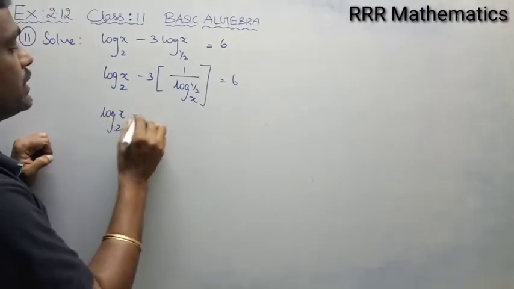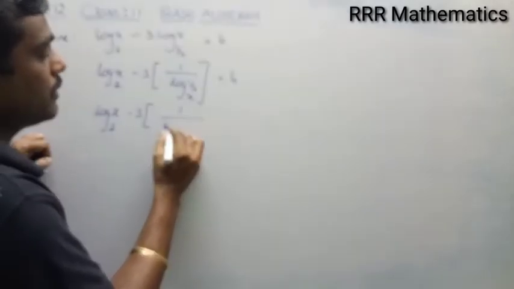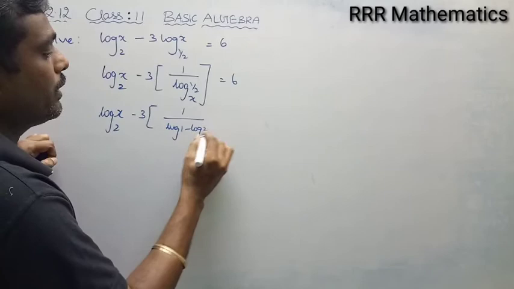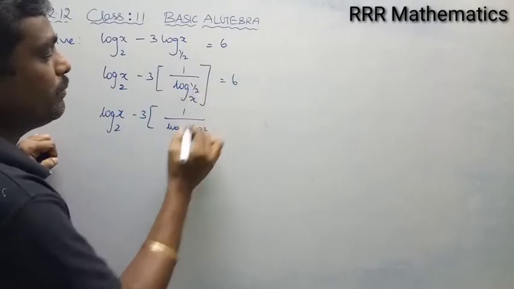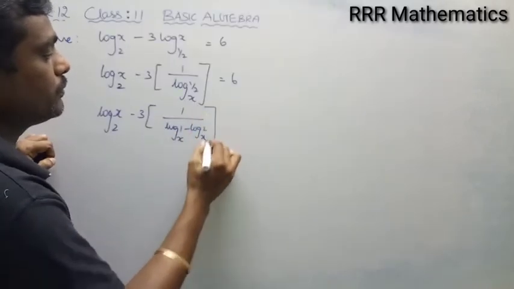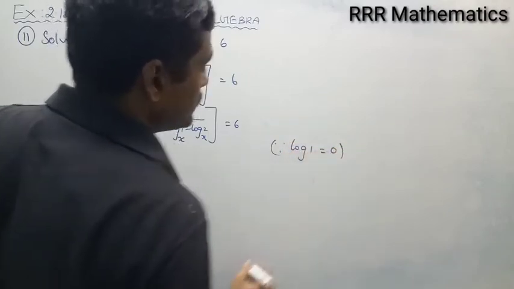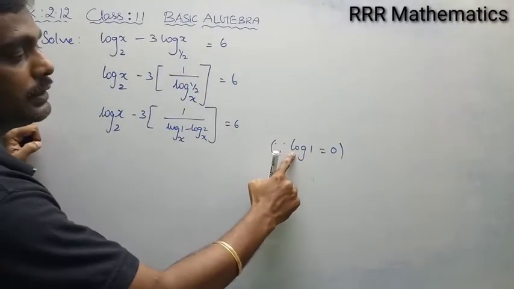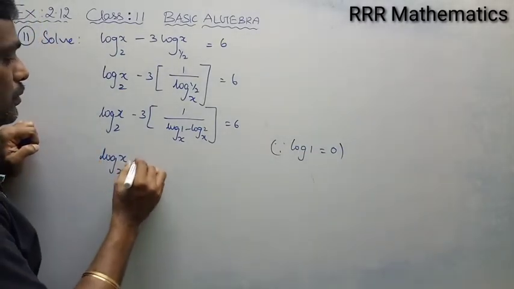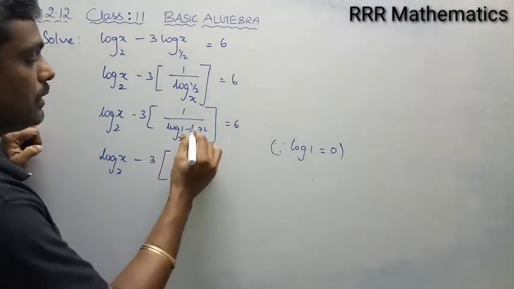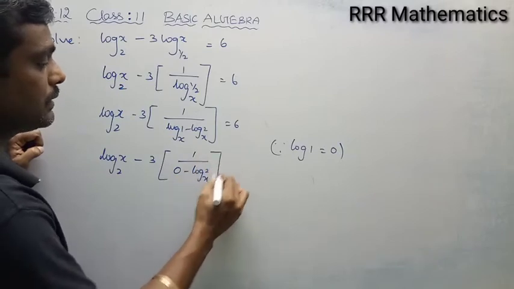It will be log x base 2 minus 3 times, what is this? Log m by n is log m minus log n base x. Got it? Quotient rule: log 1 by 2 is log 1 minus log 2. Since the log 1 value is always 0, log x base 2 minus 3 times 1 by, this is 0, minus log 2 base x equal to 6.